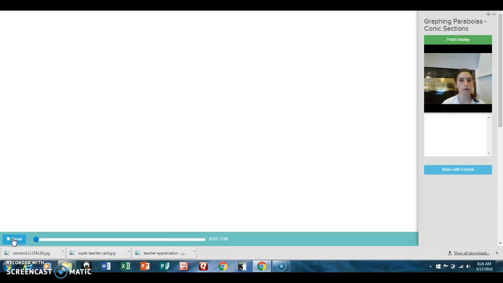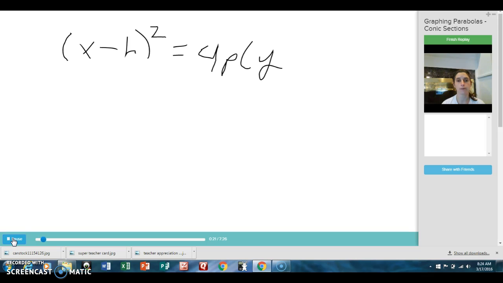I'm going to do this lesson in two parts. First, with a parabola that opens in the vertical direction, so it's going to look like this. And then after this one, we're going to start over and do one that opens in the horizontal direction. So this is the general equation that I'm going to be using to graph my parabola for conic sections.